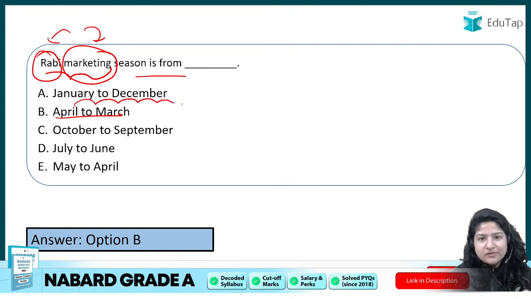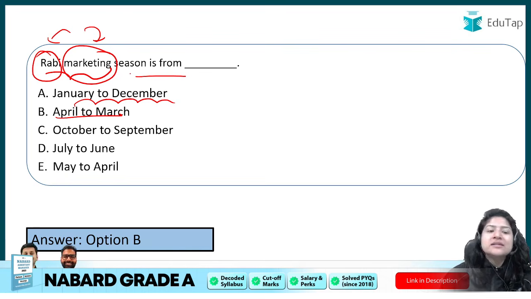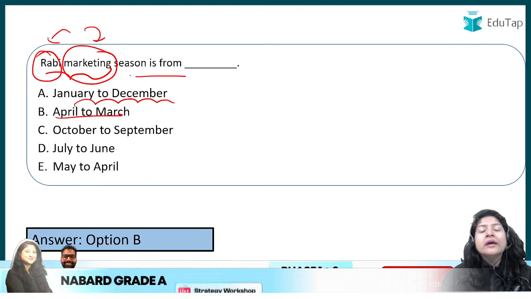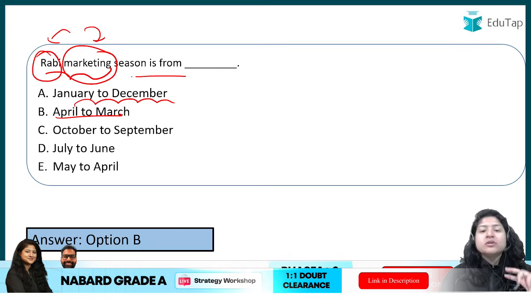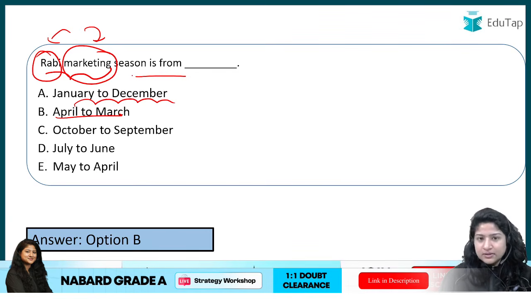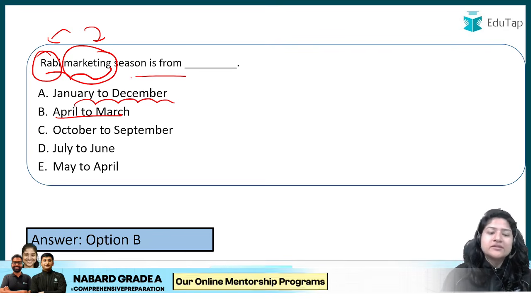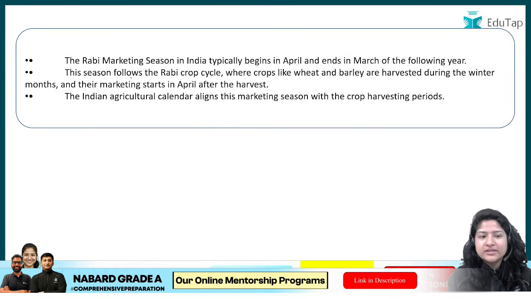तो आपका रबी सीजन विंटर में होता है, बट रबी मार्केटिंग सीजन विल बी इन योर समर्स. व्हाई? बिकॉज इन विंटर्स crop has been grown and now what has happened, the harvesting has happened and now it's being sold into the market. That is why rabi marketing season is in summers, ठीक है.